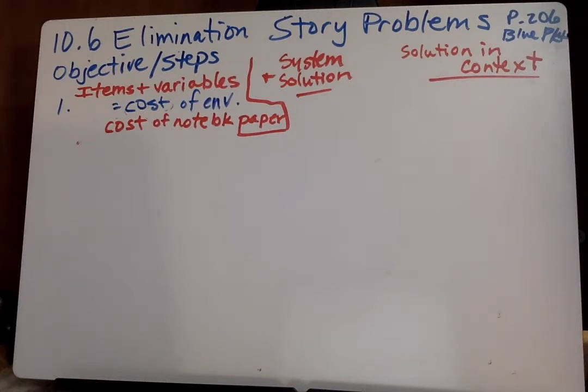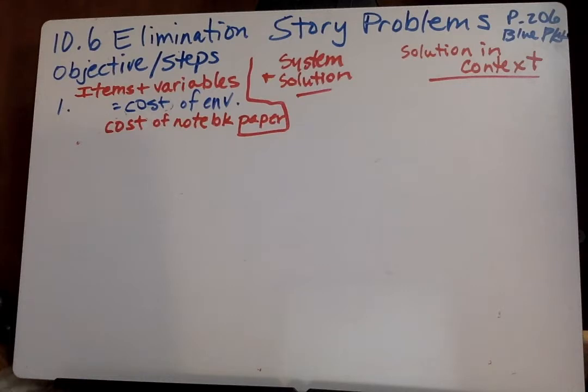Our steps are: 1. Identify the items and assign variables. 2. Write 2 equations from the given information. 3. Use elimination to solve for both variables. Round appropriately. 4. Write solutions in the context of the problem. So it says write a system of equations to solve for the 2 numbers. Find the 2 numbers. So first we have our items and variables.